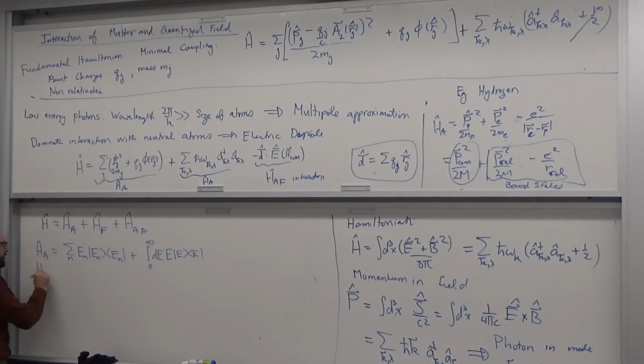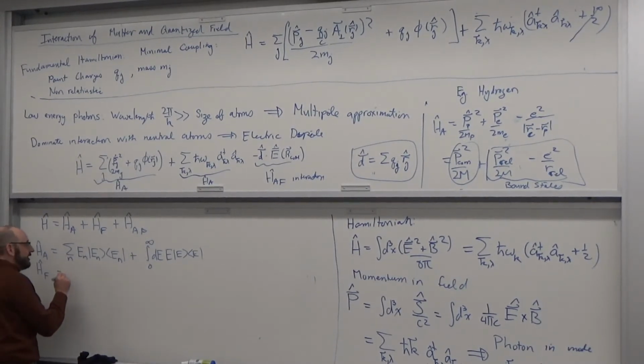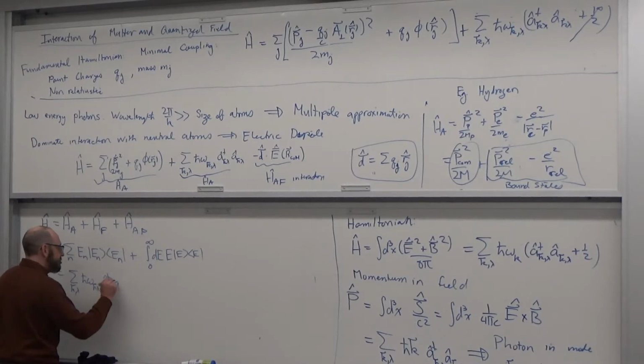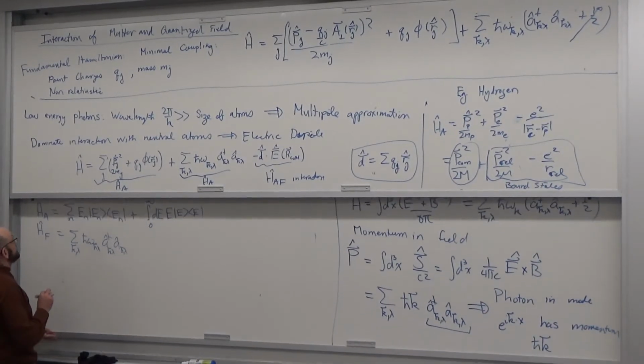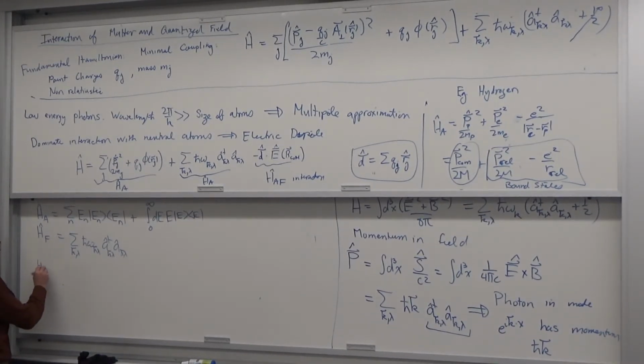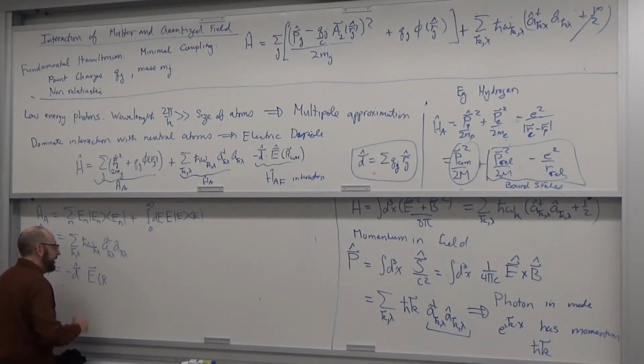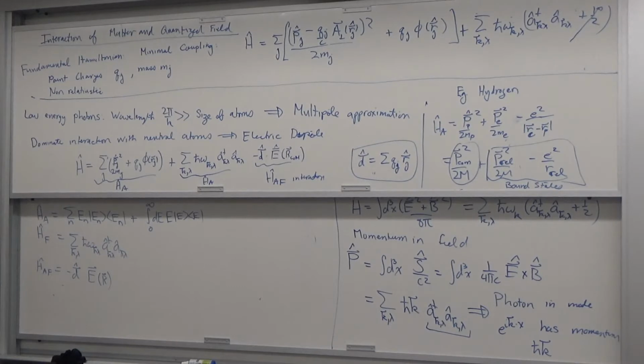That's just writing it in its basis of energy eigenstates. The energy Hamiltonian of the field is a sum over the modes, A. And the interaction Hamiltonian is minus D dot E at the center of mass. I'll just call that capital R, which we don't quantize in the current formulation.